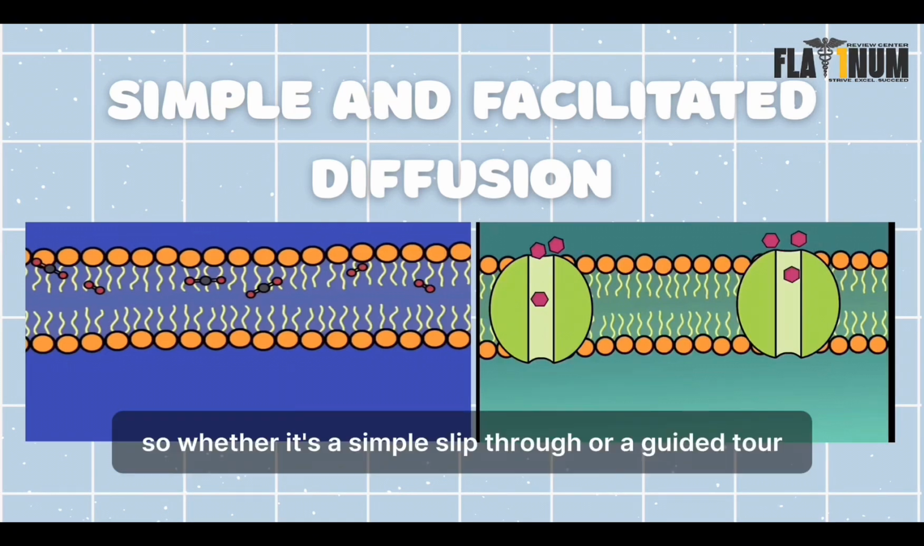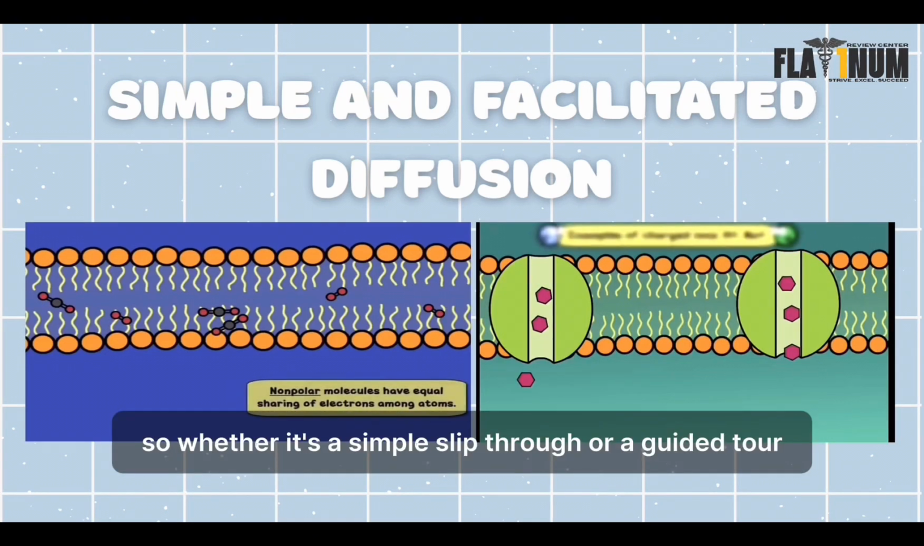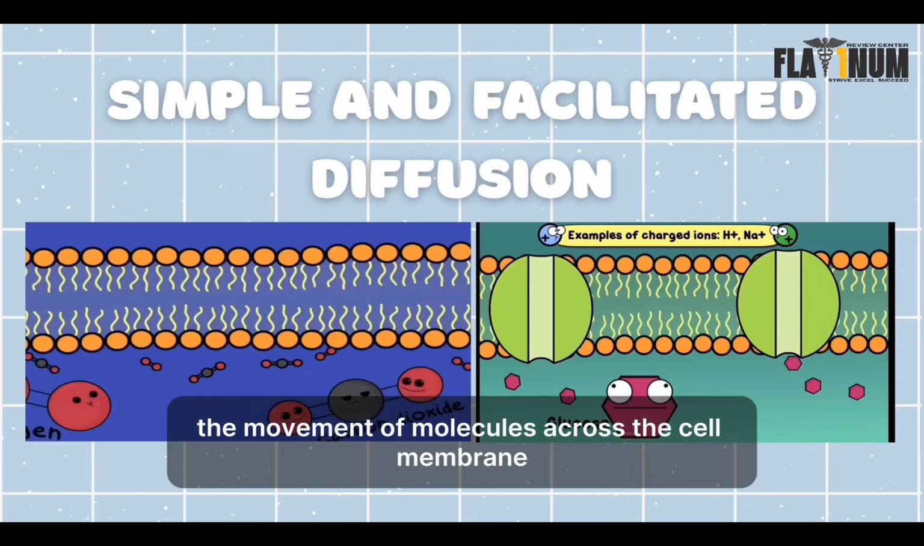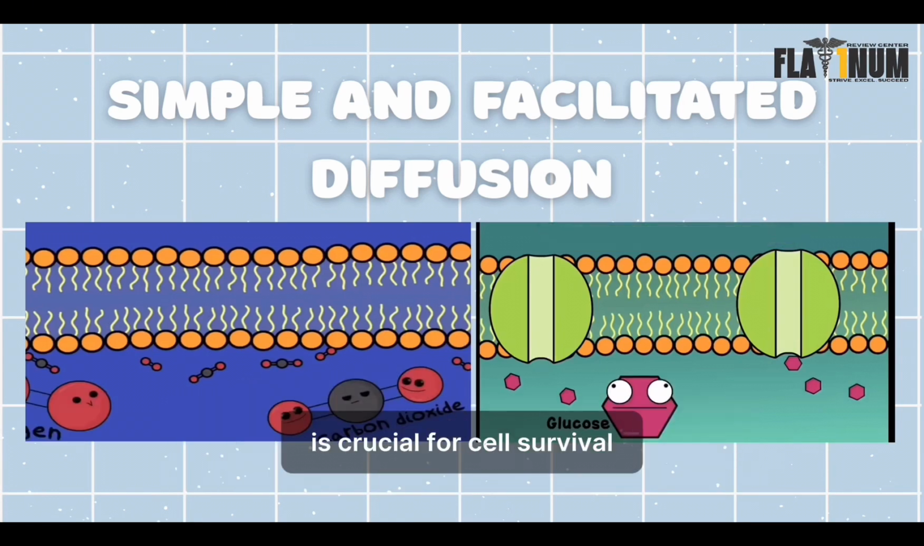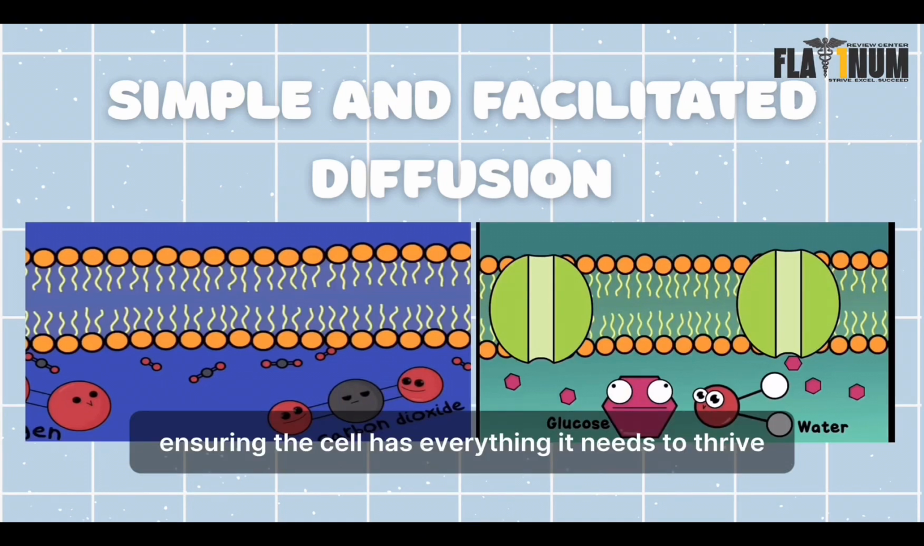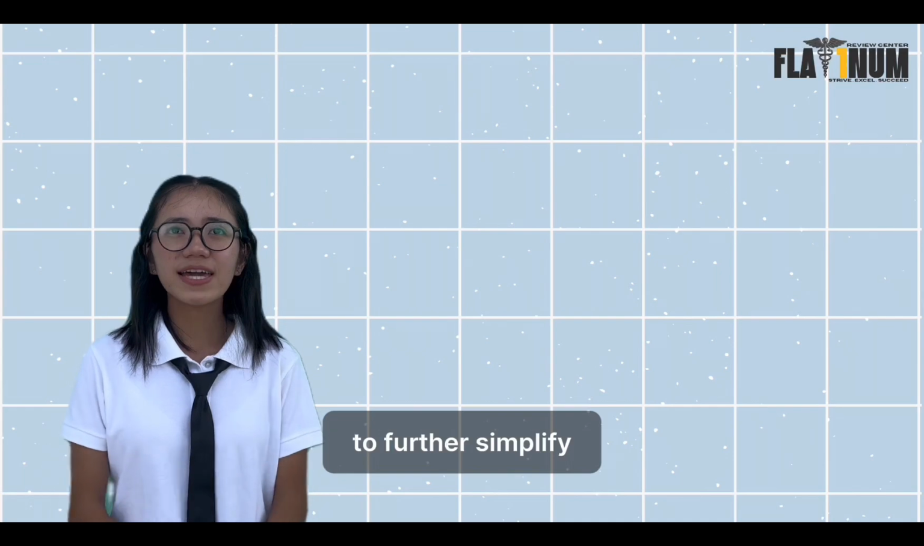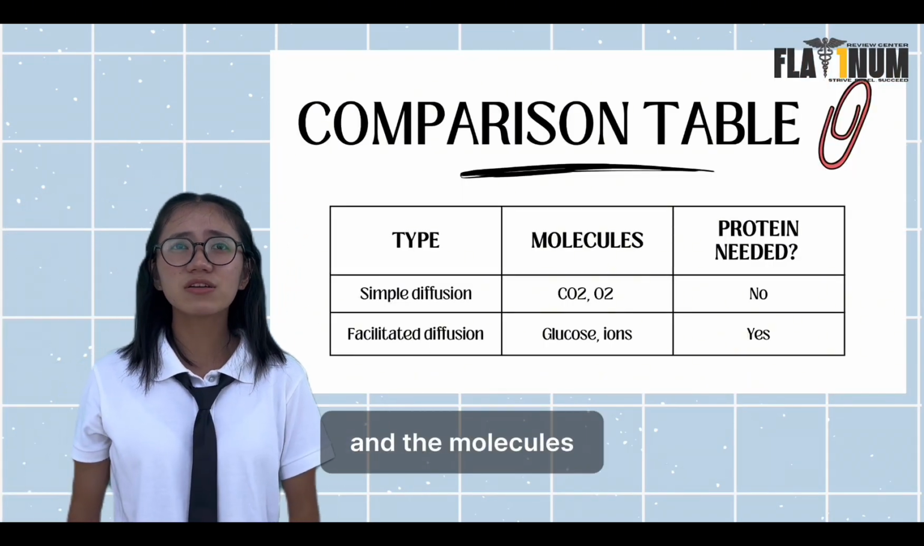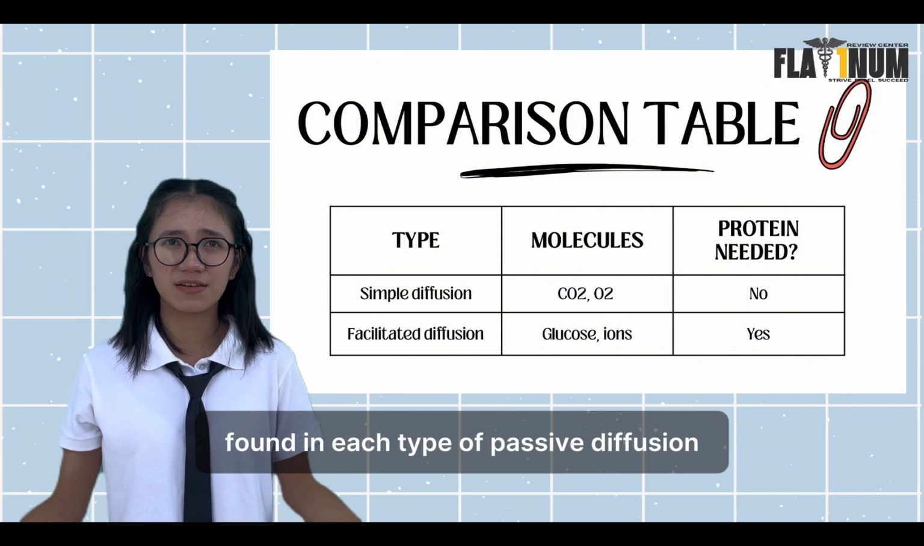So, whether it's a simple slip through or a guided tour, the movement of molecules across the cell membrane is crucial for cell survival. It's a constant dance of molecules, ensuring the cell has everything it needs to thrive. To further simplify, here's a table showing the key differences and the molecules found in each type of passive diffusion.